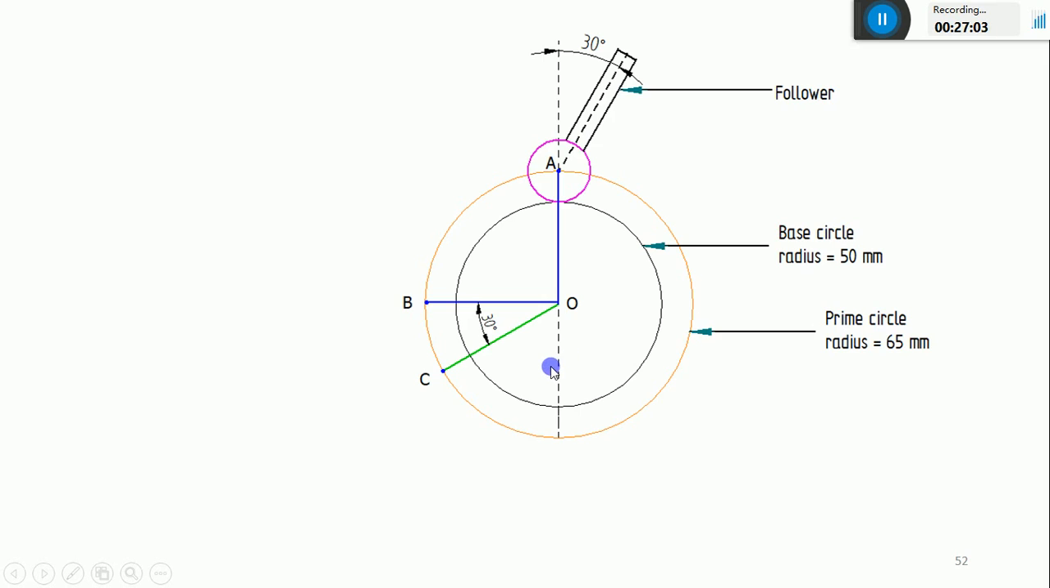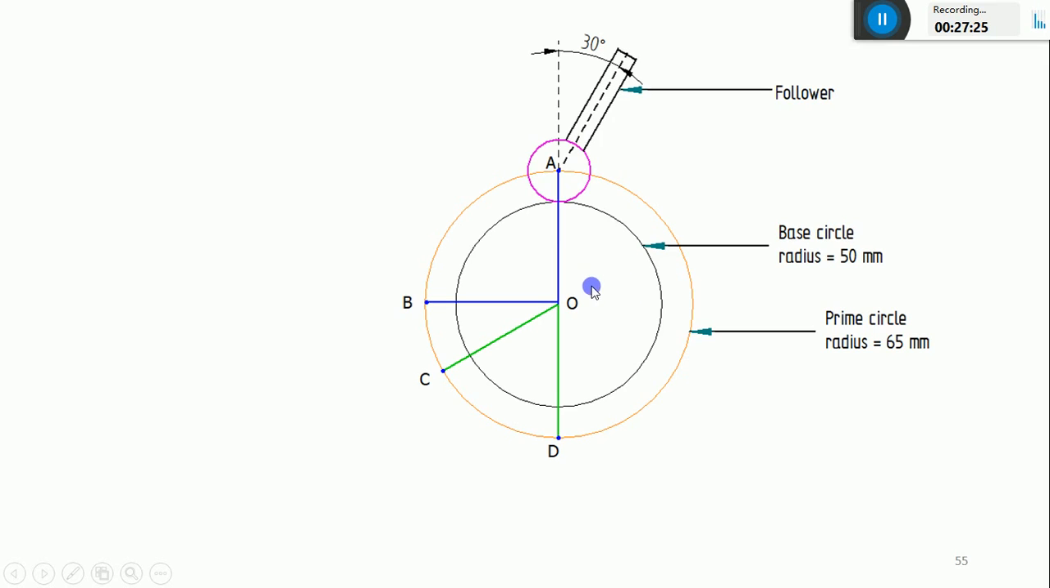Again use the protractor, just continue. The next angle is 60. So this will be automatically 60, that is angle COD. The return stroke angle is 60 degree. And the remaining 180 will be the second dwell angle, that is DOA. So this will be the second dwell angle. 90, 30, 60 and 180.